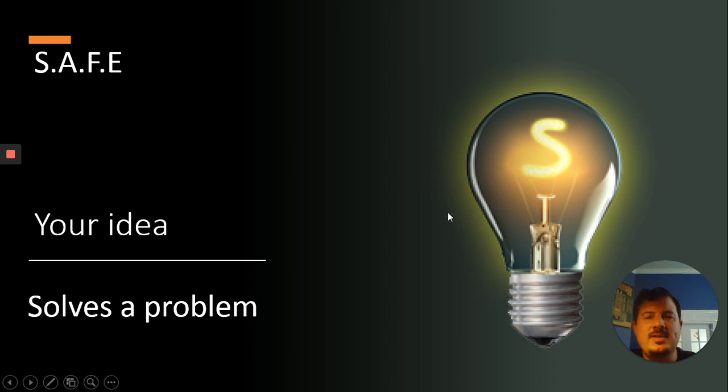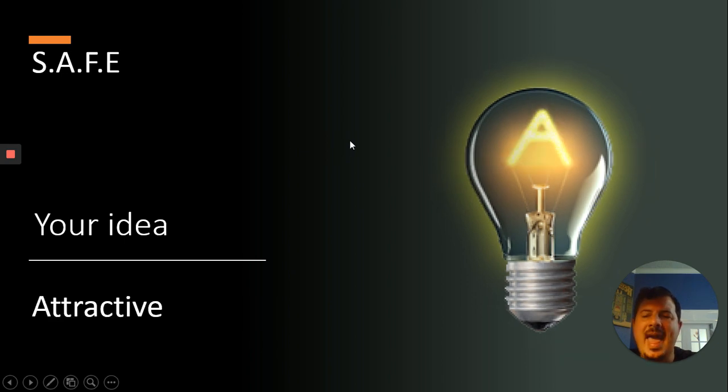This is absolutely 100% key: if you want to have success with a product, it needs to solve a problem. This is the only reason people buy things, is to solve a problem, okay? So prove me wrong. But anyway, it has to be S for solve a problem. A is for attractive. Your product needs to be attractive.